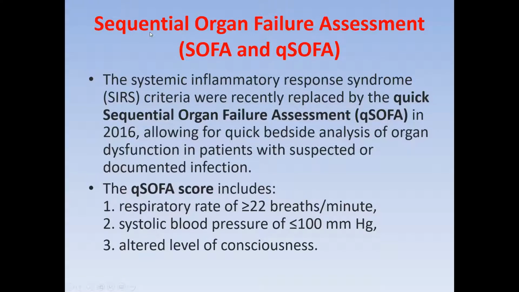So now we have the Sequential Organ Failure Assessment, which is now recommended for assessing in-hospital patients for inflammatory response and sepsis, which is called the SOFA, and we also have the quick SOFA. The criteria for the quick SOFA are a respiratory rate of 22 breaths per minute or more, systolic blood pressure of 100 or less, and altered level of consciousness. This is added due to affection of the central nervous system.